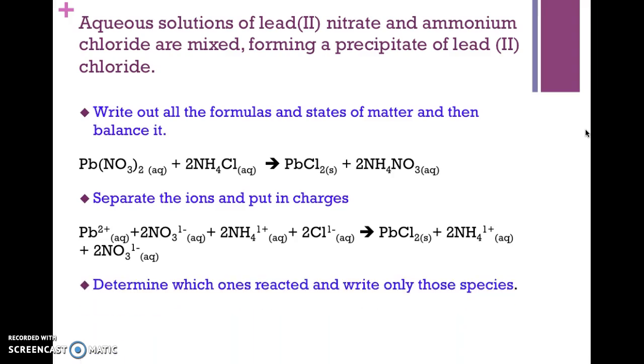So we know that the lead and the chlorine are the 2 that reacted. So we would write only those species for the net ionic equation. So lead +2 aqueous plus 2 chlorine -1 aqueous gives us lead(II) chloride as a solid. That is the net ionic equation.